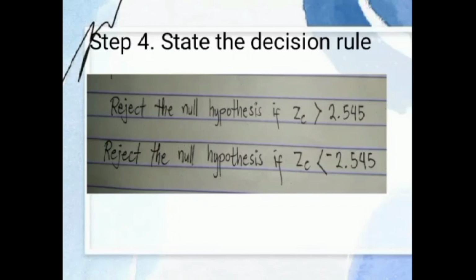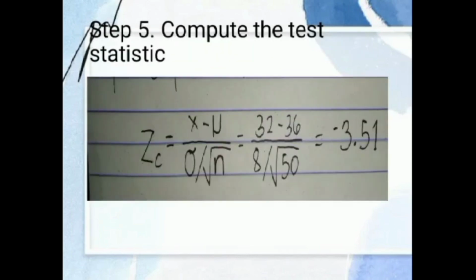Step 4. State the decision rule. Reject the null hypothesis if Z is greater than 2.545. We will use two decision rules here because it is two-tailed. The other one: reject the null hypothesis if Z is less than negative 2.545.